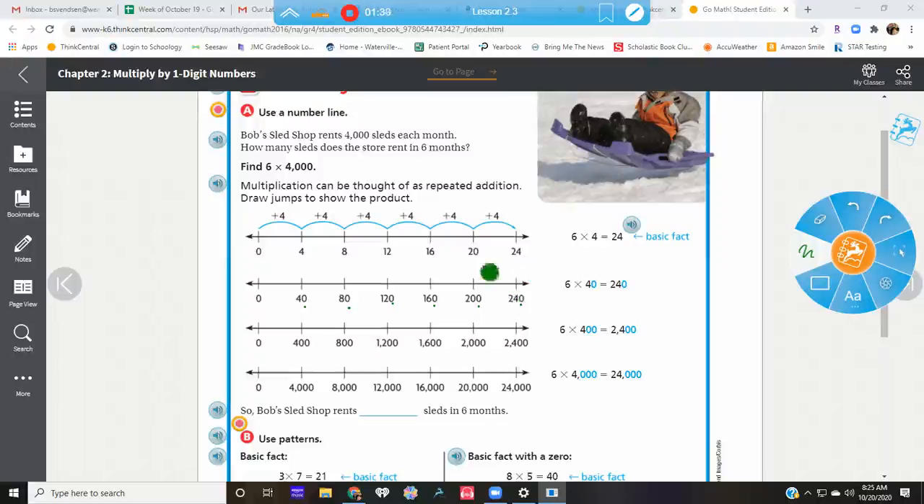24, we added a 0. 20, we added a 0. 16, 12, 8, 4, we added a 0 each time. And the 0 stays the same.